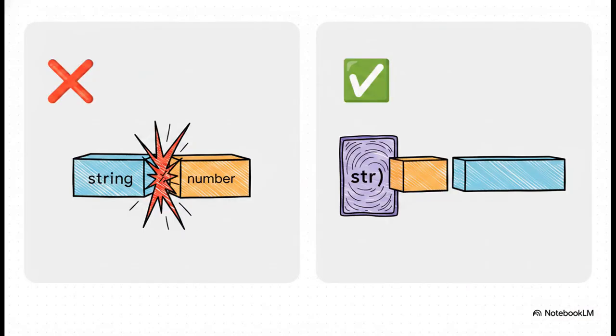And here is that simple fix. This is a game changer. All you have to do is wrap your number inside the str function. You're basically telling Python, hey, for just a second, pretend this number is a piece of text. Once you do that, Python knows exactly how to join them and everything works perfectly.